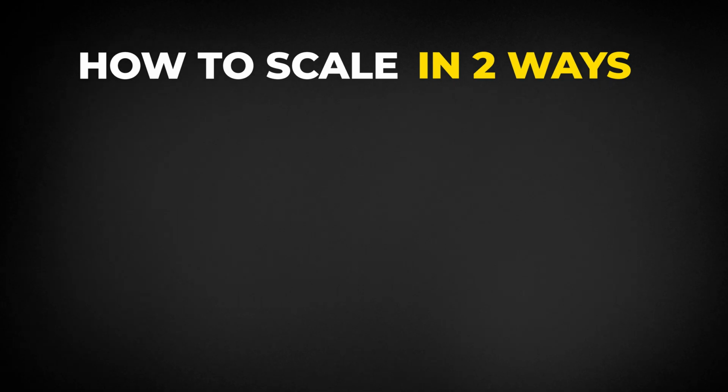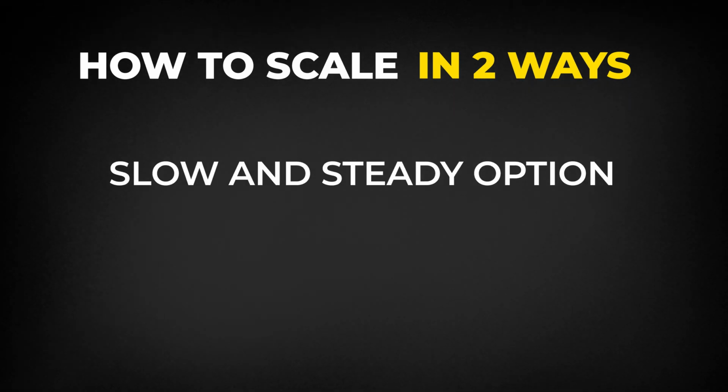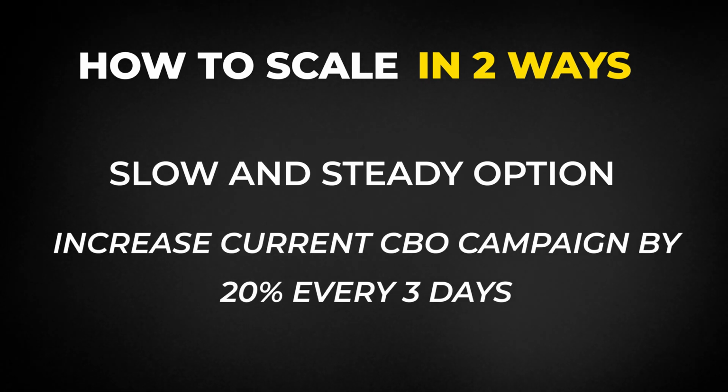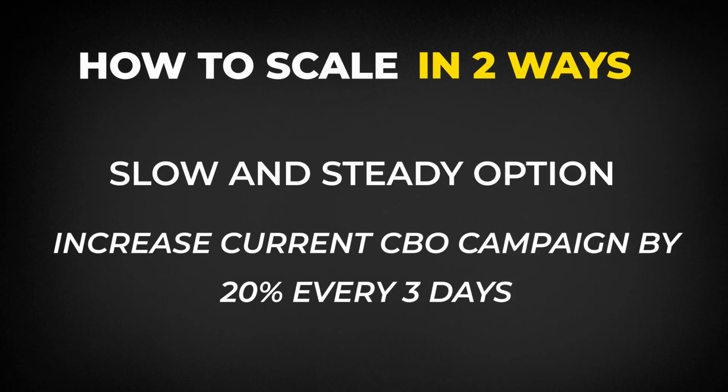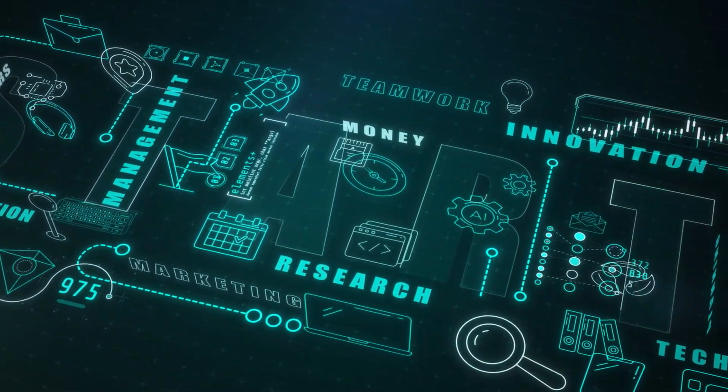So when you're ready to scale, you can do one of two things, and this is what I do. If I just want to scale slow and steady and keep my performance going in a more predictable way, I'll take the one campaign that I launched and increase the budget by 20% every 3 days. The reason I do that is because when I increase by 20%, I'm not disturbing Meta's algorithm or the learning phase, meaning I keep all the learnings I got from the previous days. This means that my ads get smarter and smarter and my CPA is likely going to decrease over time.